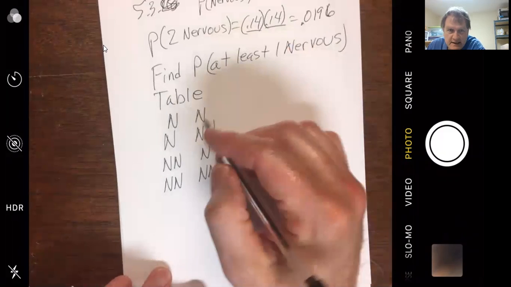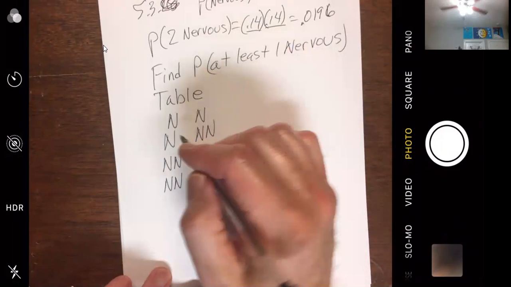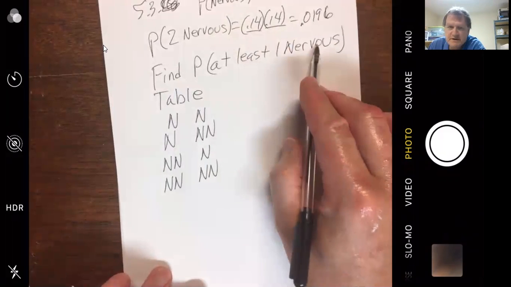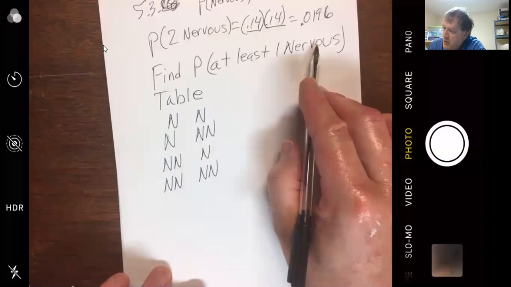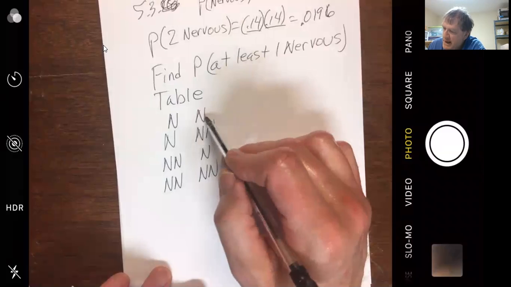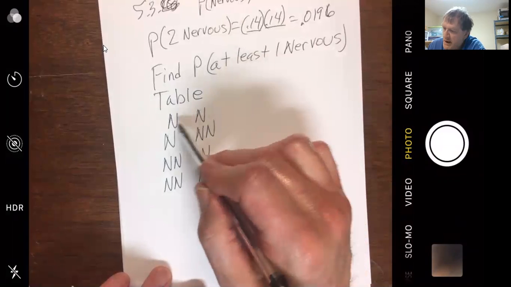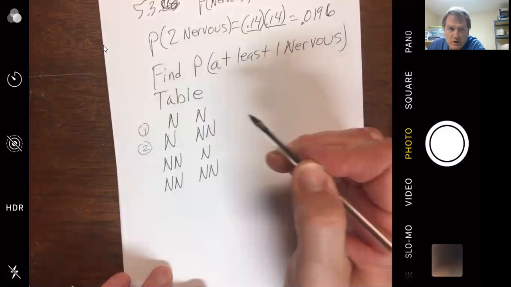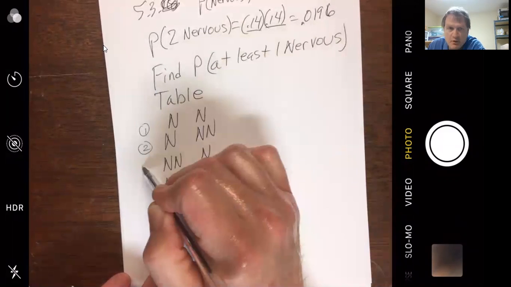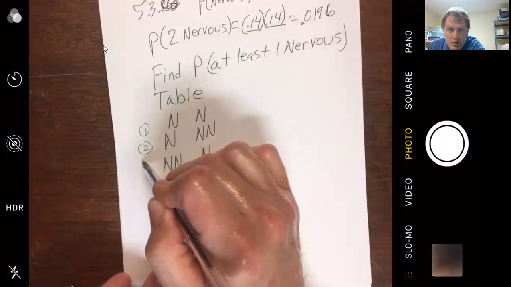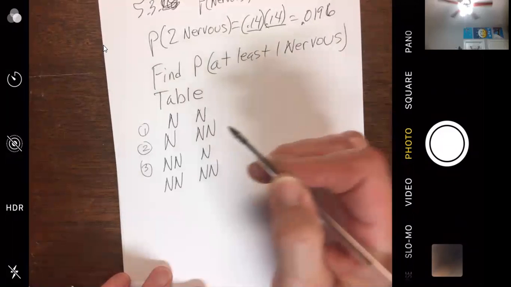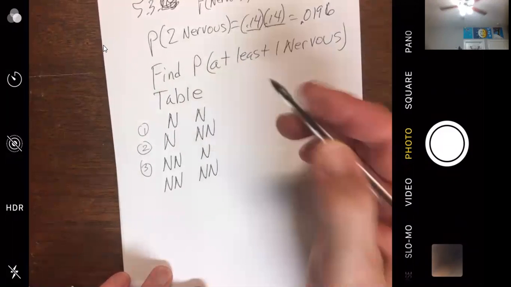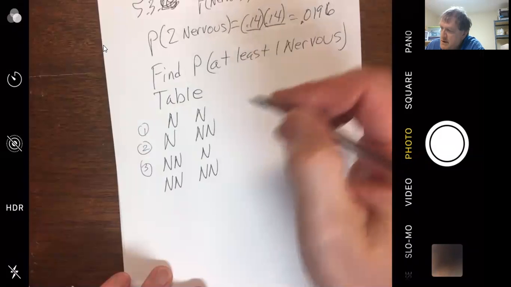Okay, so you got the idea? Right. At least one is nervous. That would be all the rows that have at least one in. So that's row one here. We number them: row one, that applies to row two, and it applies to row three here, right? Okay. And so we've got to account for all three rows.